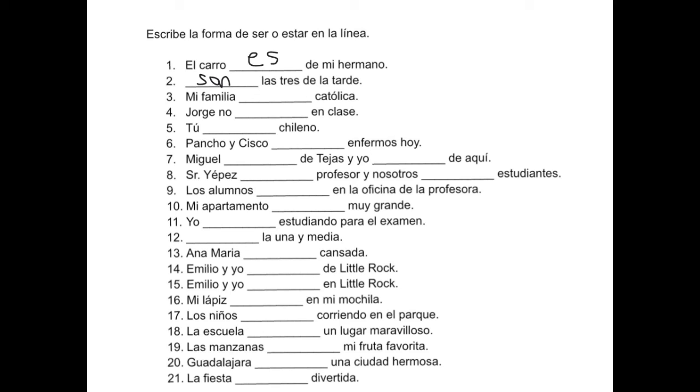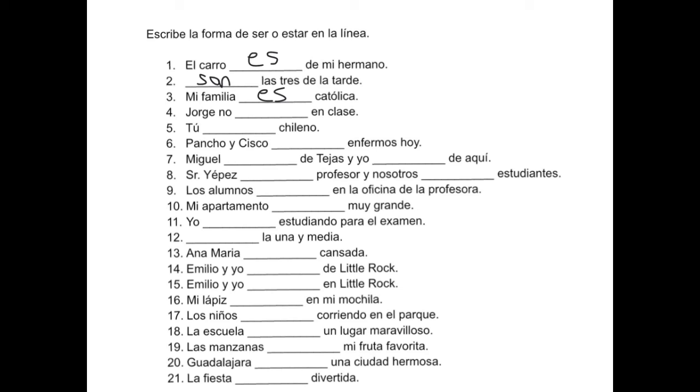Okay, so 3 is "mi familia blank católica." So in this case, it's saying my family is Catholic. And so since this is something permanent, your family will stay Catholic, you would use ser. And since it's mi familia, you know that would fit in the el, ella, usted category. So to conjugate it, it would be "mi familia es católica."